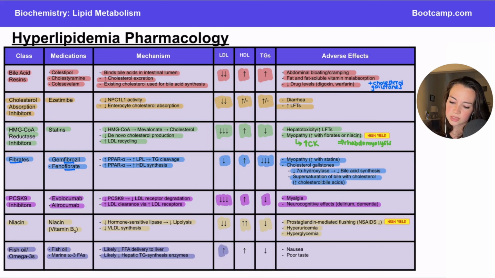That being said, you'll see these clinically all the time, especially because they're available over the counter, and they do help. They do increase the LDL, increase HDL, and decrease triglycerides. And they're pretty well tolerated. The only adverse effects are nausea and poor taste.